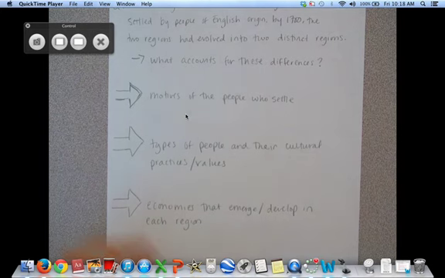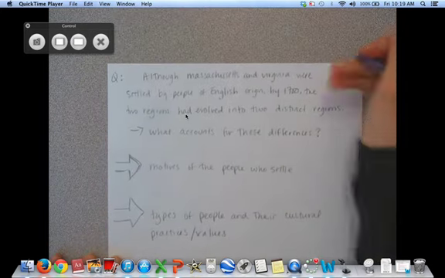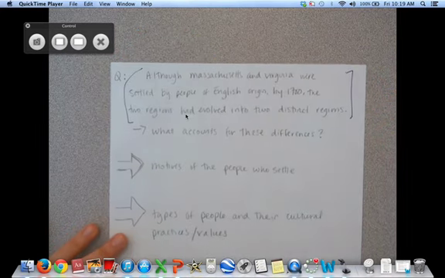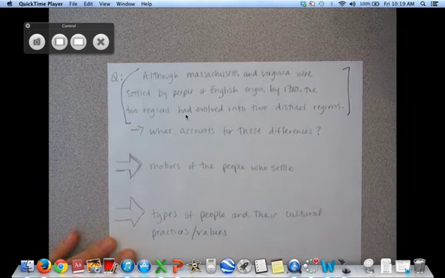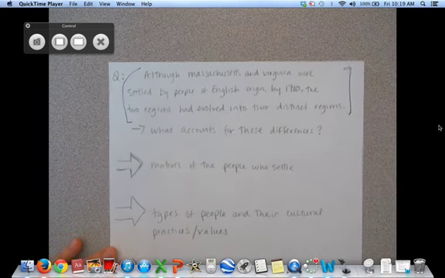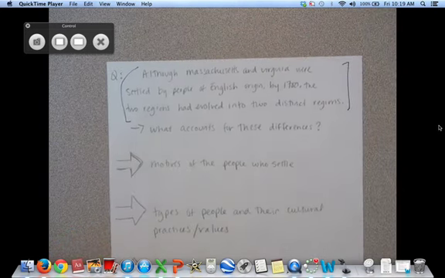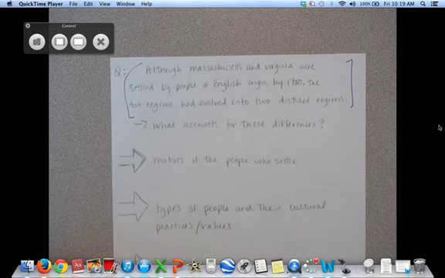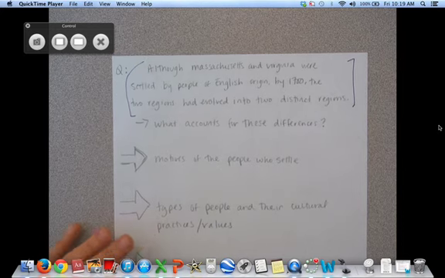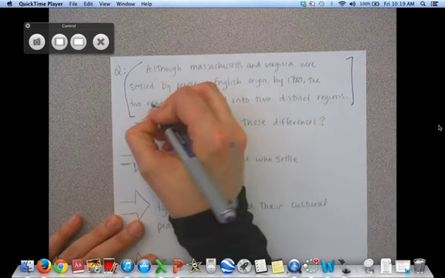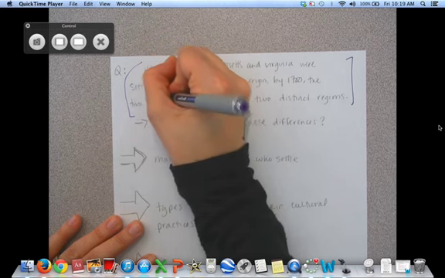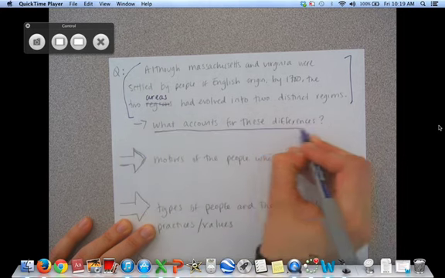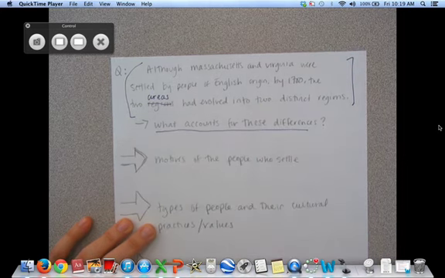So what I did here was I wrote down the question that you are answering. I'm going to outline it for you. Here's the question you always need to keep in mind. Although Massachusetts and Virginia were settled by people of English origin by 1700, the two regions had evolved into two distinct regions. You want to say like the two colonies, areas. That's fine, whatever, it doesn't make a difference. What accounts for these differences? That is the question that you are answering.